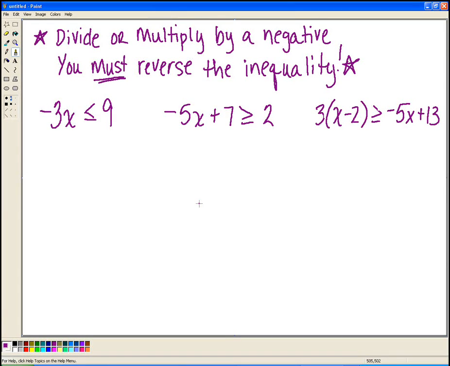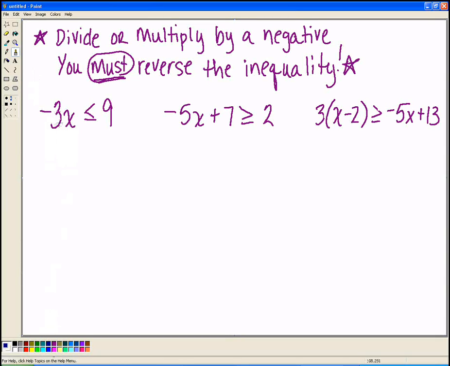Hi, this video will demonstrate how to solve inequalities. The main difference between solving an inequality and an equation is that if you divide or multiply by a negative sign, you must, and I cannot emphasize that enough, reverse the inequality. All right? So let's do a quick example and you'll understand better what I'm talking about.